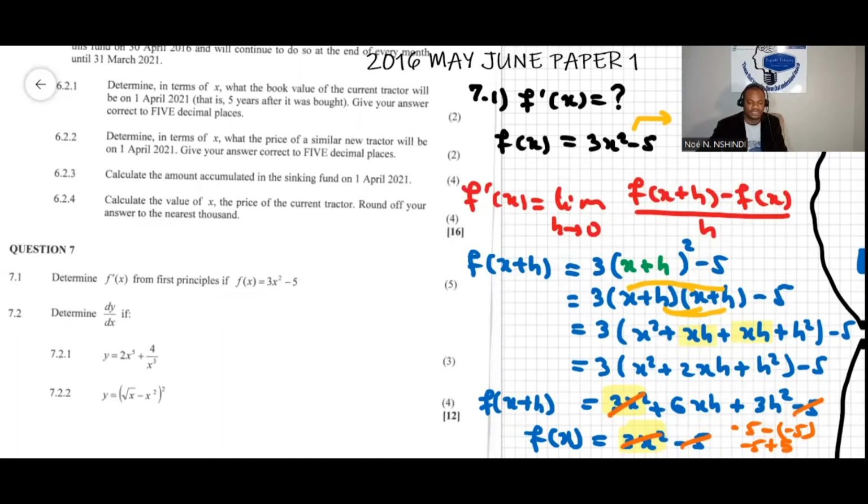We have another question here, question 7.2. The question says, determine the derivative dy/dx if y equals this. I'm going to write it here. We're going to start with 7.2.1.1. y equals 2x to the power 5 plus 4 over x to the power 3. I'm going to move my board over here.